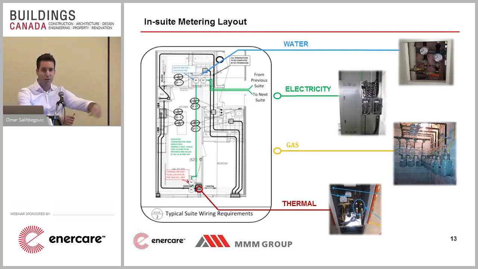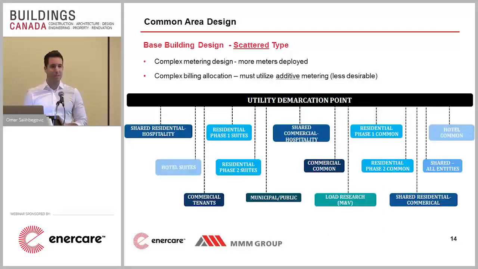Okay, so let's talk about the meat of mixed-use development sub-metering design: common areas and shared spaces. I know this is the biggest concern that developers have, and the end users have, so the condominium corporations or whoever's managing the properties. Before I even get into designing the sub-metering systems for it, I want to talk about what is a good base building design that accommodates sub-metering well, and what is a poor base building design that doesn't accommodate sub-metering very well. So this first type of base building design is what I like to call scattered type design.